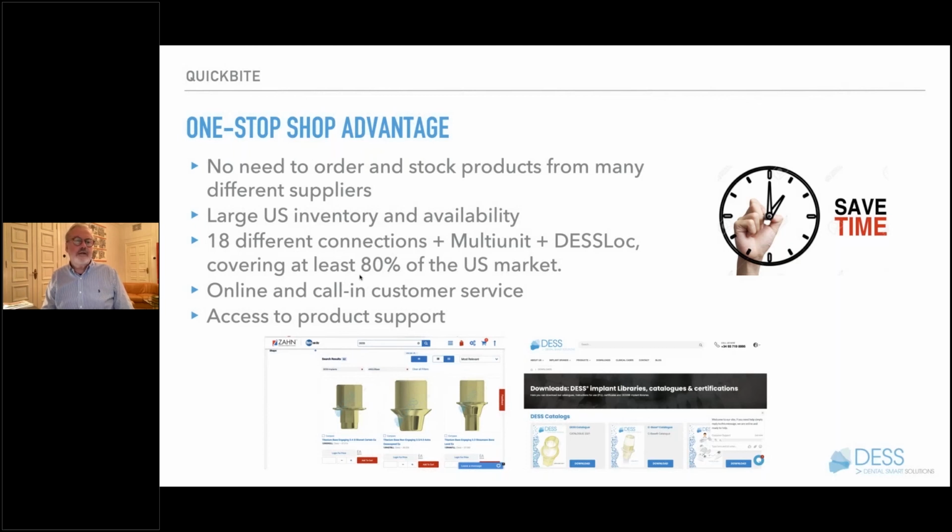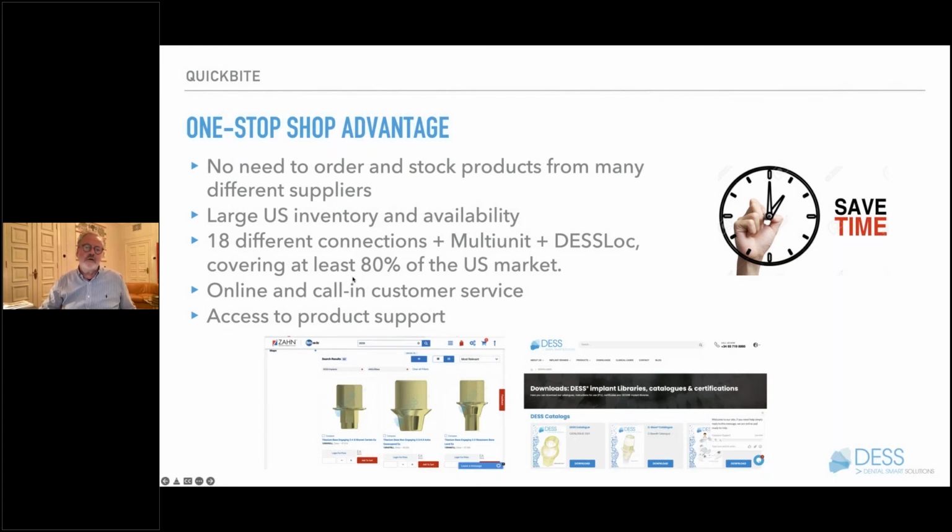You should also know that it's possible for you to enter DESSdental.com, a global website of DESS where you can download product catalogs and brochures and not least the libraries for your CAM software, available for both 3Shape, ExoCAD, and of course Dental Wings.